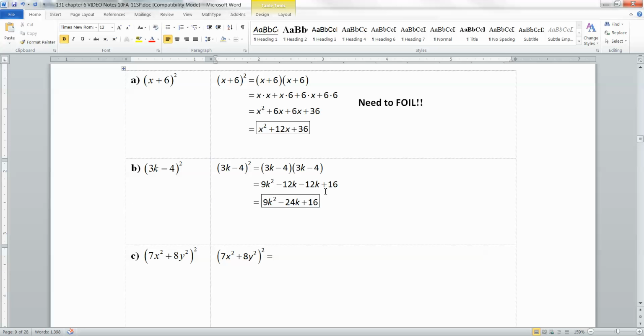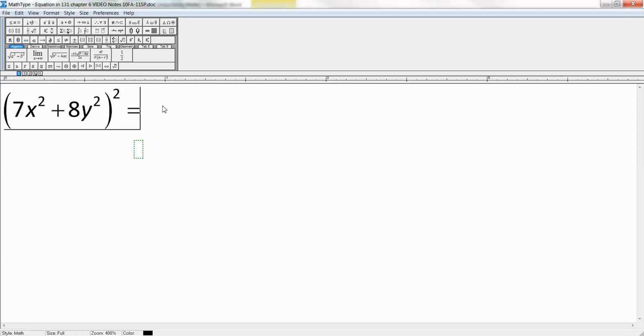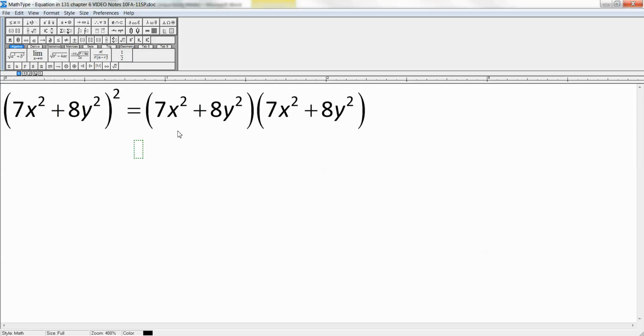All right, I'm sorry I had to pause it, but even though I didn't have this in there, I'm going to throw in an example C, which is a little bit harder, okay? So I'm going to take 7x squared plus 8y squared. I'm going to square the whole thing. Okay, so what's that going to look like? It's 7x squared plus 8y squared times itself. So you have 2 of those, right? Because when you square something, you're multiplying by itself.